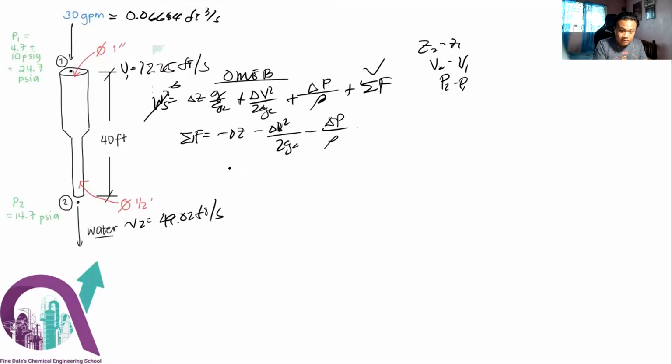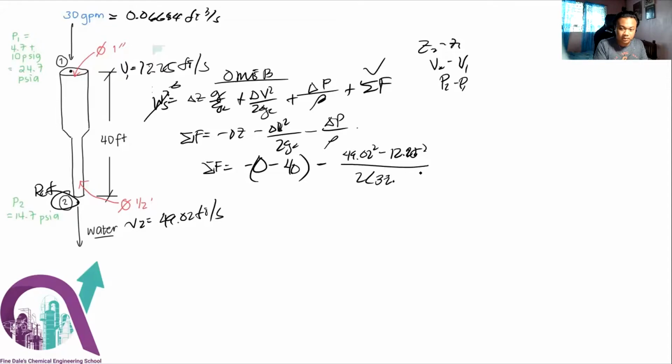Now let's take a reference point. The reference point I would like to use is here. So this is the reference point. Meaning Z2 is 0, right? Z2 is 0, so Z2 minus Z1 is negative 40. Then V2 minus V1: V2 is 49.02 squared minus 12.25 squared, over 2 times gc.